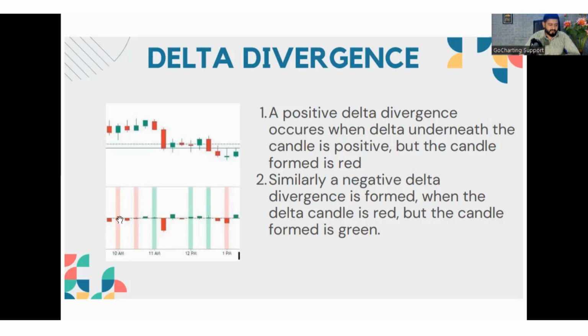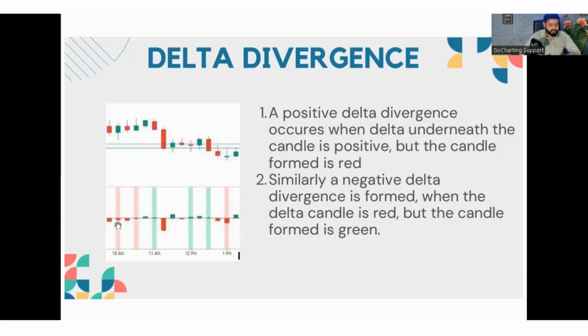So you can see here, the delta candle is red, but the candle formed is green. Okay. So let me tell you guys, if you remember in the first video, we talked about limit buyers, limit sellers, and market sellers. So there are four kinds of players. Now, if you see here, all those sellers are coming and selling.